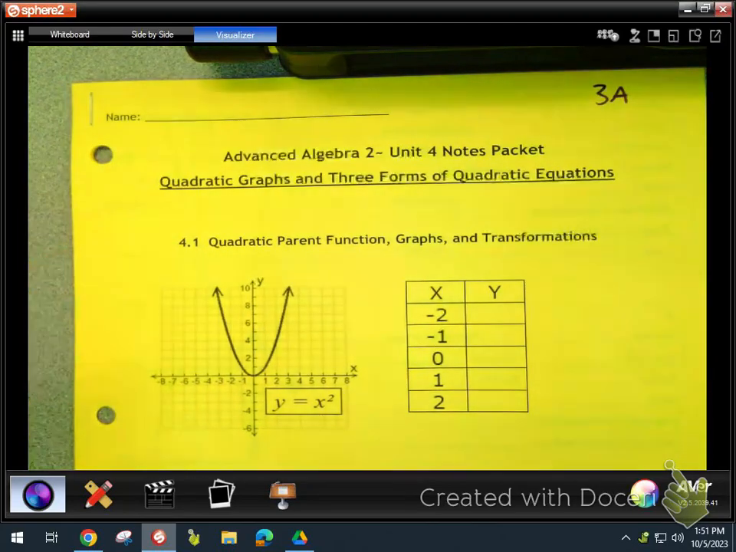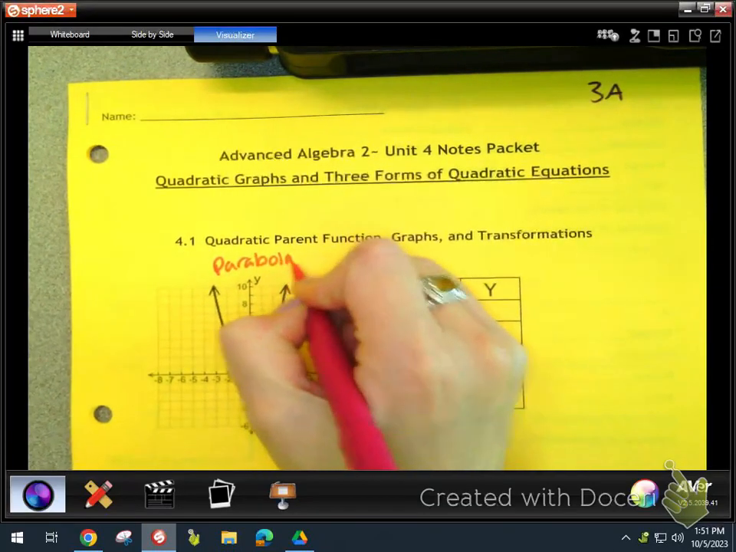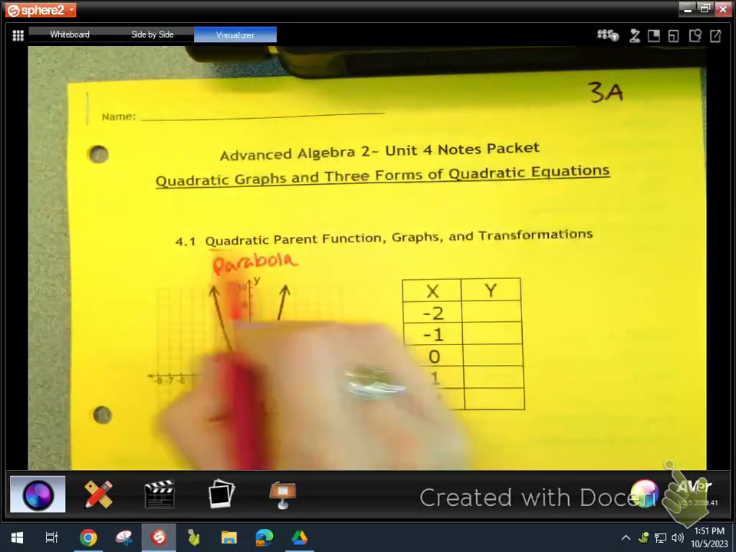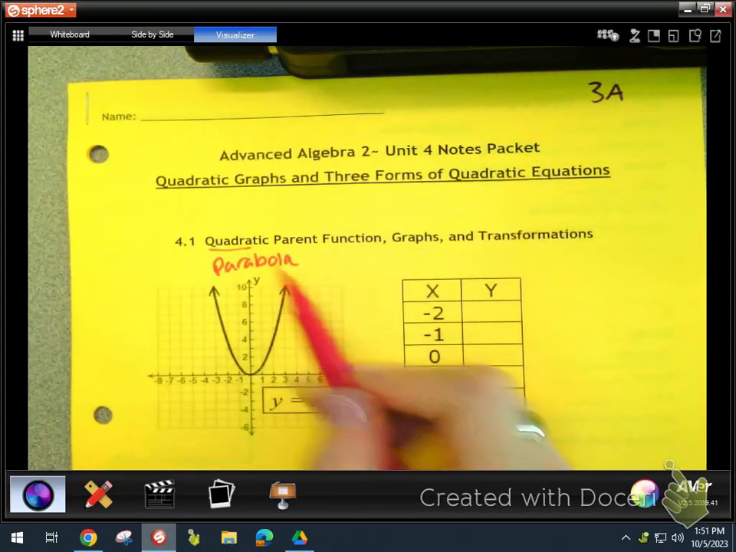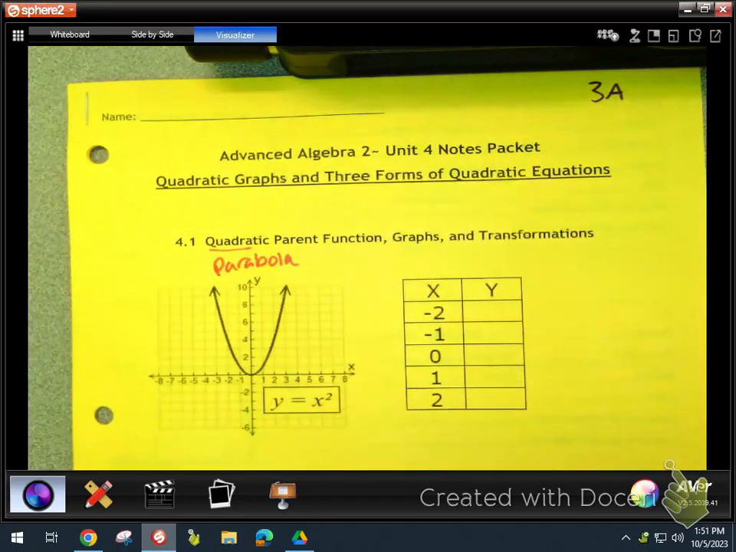What's another name for a quadratic graph? Parabola. Very good. Parabola. We're not talking about PSAT. Okay? But you probably have seen this word before. So parabola, quadratic graph, those are the same. We use them interchangeably. But this is what your parabola looks like. You saw this in Algebra 1. It's a big chunk of Algebra 1.